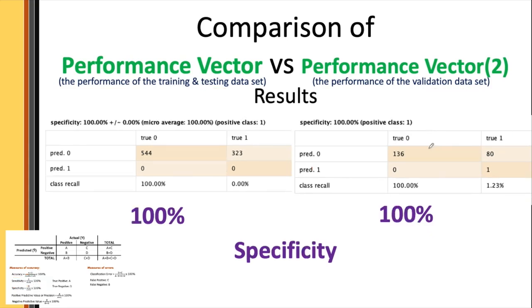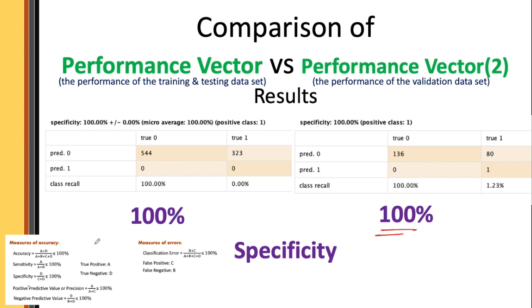Next, we have the specificity, in which this result shows that the performance of the training and testing dataset is 100% and the performance of the validation dataset is 100% as well. In this case, the performance of the training and testing dataset and the performance of the validation dataset are the same. And this 100% is computed as D over C plus D times 100%. And given that this is the value of C and this is the value of D, this is computed as 136 all over 0 plus 136 times 100%.